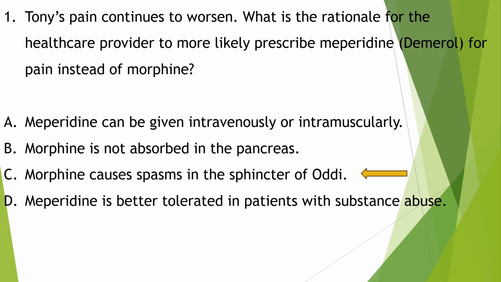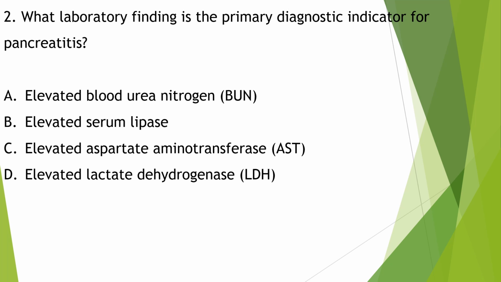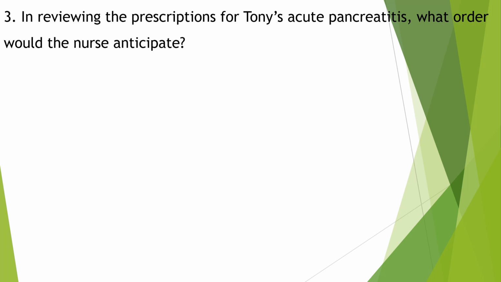What laboratory finding is the primary diagnostic indicator for pancreatitis? Elevated blood urea nitrogen, elevated serum lipase, elevated AST, elevated lactate dehydrogenase. Blood urea nitrogen is a measurement of kidney function. AST and LDH are measurements of liver function, and elevated serum lipase is specific to pancreatitis as lipase is produced by the pancreas.